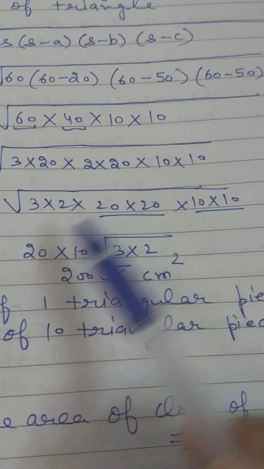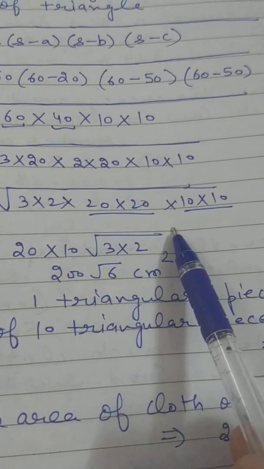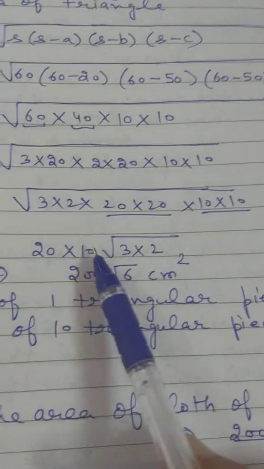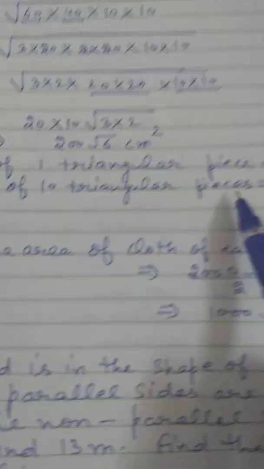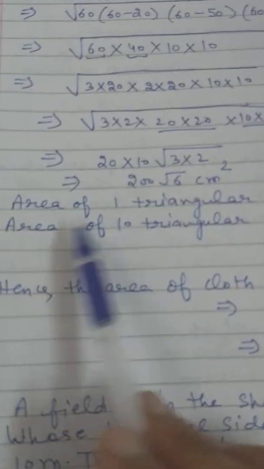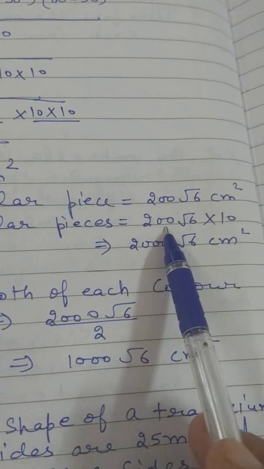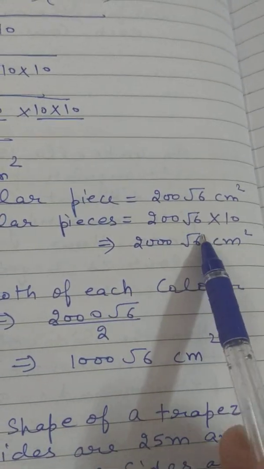Now make a pair of 20 and 10. From a pair of 20 into 20, 20, from a pair of 10 into 10, 10, 3 into 2 is 6, as it is in the square root. 20 into 10, 200 square root of 6 centimeter square. Area of one triangular piece is 200 square root of 6 centimeter square. Area of 10 triangular pieces is 200 square root of 6 into 10. 200 into 10, 2000 square root of 6 centimeter square.